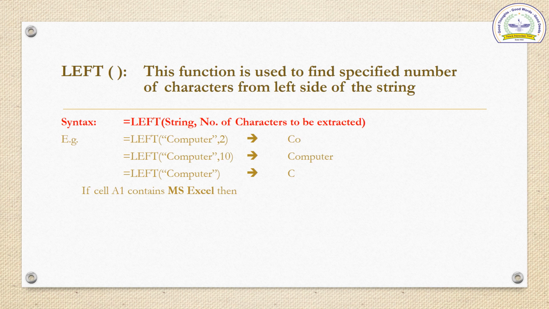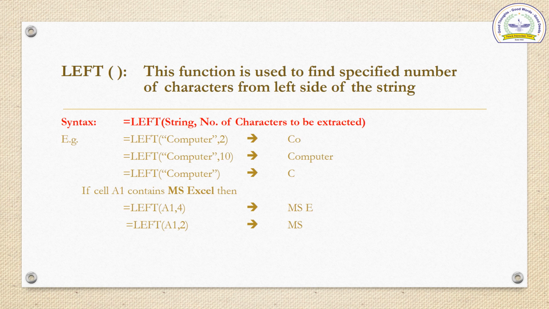Now in the case where cell A1 contains a string as MS Excel, when we want to extract the leftmost characters of the cell A1, say 4 characters, the output is going to be MS space E. So that space is considered as one of the characters while doing the extraction.